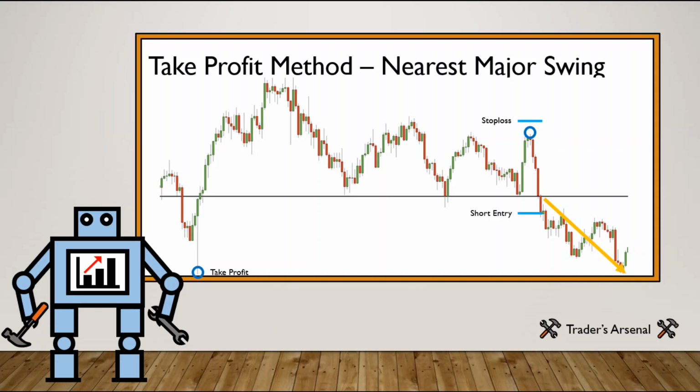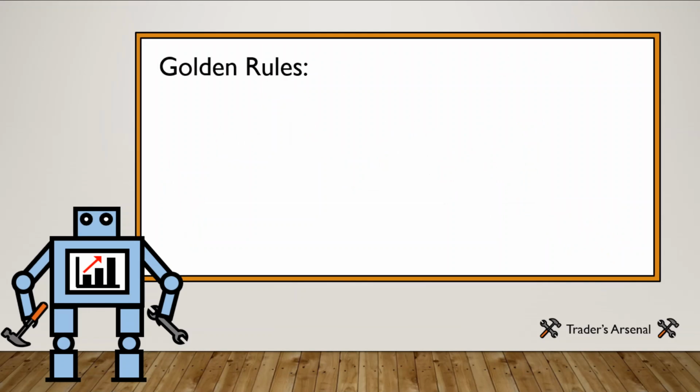Looking at the two take profit methods that we discussed earlier, both are considered viable, but you should only choose one method and stick with it. If you are new to trading, you may want to use the first take profit method. If you are an experienced trader and are able to identify major swings correctly, you can opt for the second take profit method. Here are 3 golden rules that you should always follow if you want to be consistently profitable.